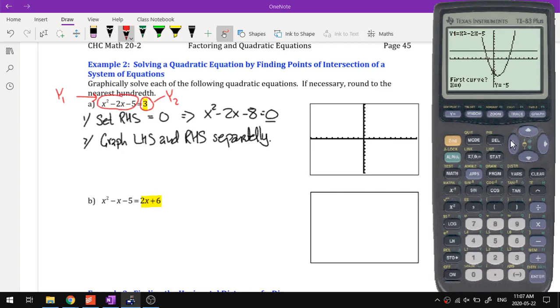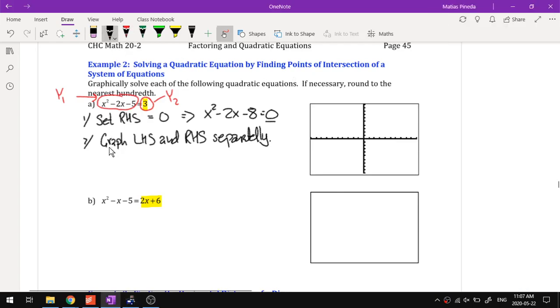I'm going to start with the first one. It says first curve. We see the cursor is blinking on the quadratic equation, which is our first curve. That's okay, enter. Second curve. Now the cursor is blinking on the horizontal line, which is our right-hand side, our second equation. That's correct, so we press enter, enter. The x-coordinate of this intersection point is negative 2. So we can say that x1 equals negative 2. Then we also have to find the second intersection point.